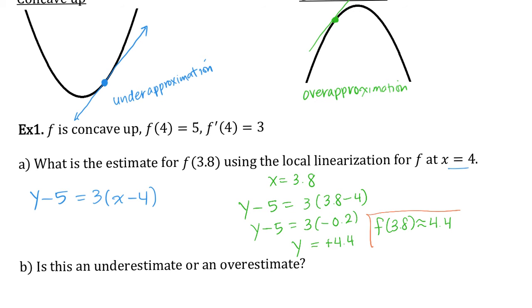And I used the tangent line to estimate this. So this is an estimate. This is not the actual value. Now the next question is, is my estimate here an underestimate or an overestimate?